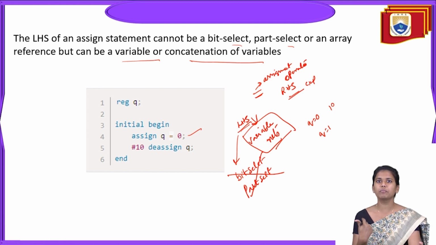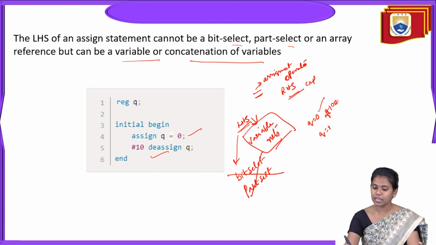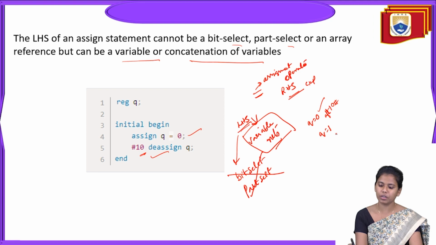So when I want to give some other value, obviously I have to deassign again. Isn't it? First I'm assigning 0, and then after 10 nanoseconds of delay, I'm assigning 1. So before I assign 1, I have to deassign it again. So that is what we are saying. My register q, I'm assigning q is equal to 0. After 10 nanoseconds of delay, I want to assign some more value to q, that is 1, for example.